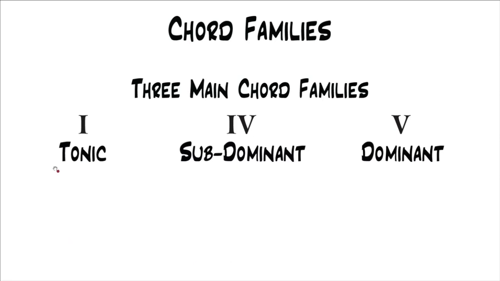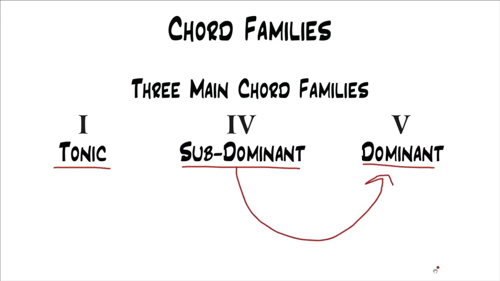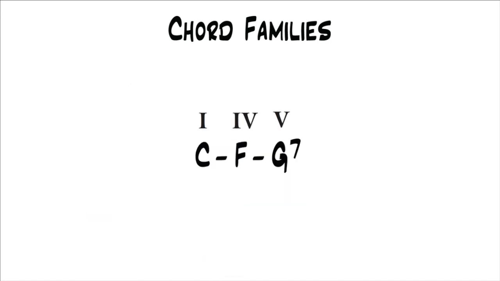The tonic is your home base. It's your 1 chord. It's where you would start a piece of music or end a piece of music. The subdominant is the 4 chord, which has the function of drawing you away from the tonic towards the dominant. And then the dominant is the 5 chord, which has the function to draw you back to the tonic. So 1-4-5 is such a popular progression because it has such strong movement because of those chord families.